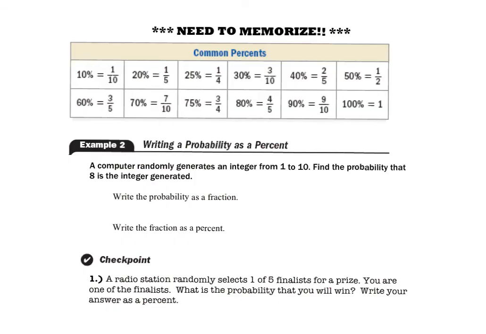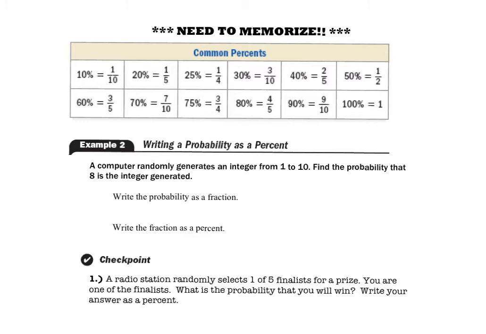All right, at the top of the next page, you see a table of common percents, and it says that you need to memorize these. Really, you want to be familiar with these because these are the percents that you see most often. You are rarely going to walk into a store and they say that everything is 37% off. That's just not a common percent that we use. These are the percents that in your everyday lives you will see most frequently, and the more familiar you are with them, the easier it will be.